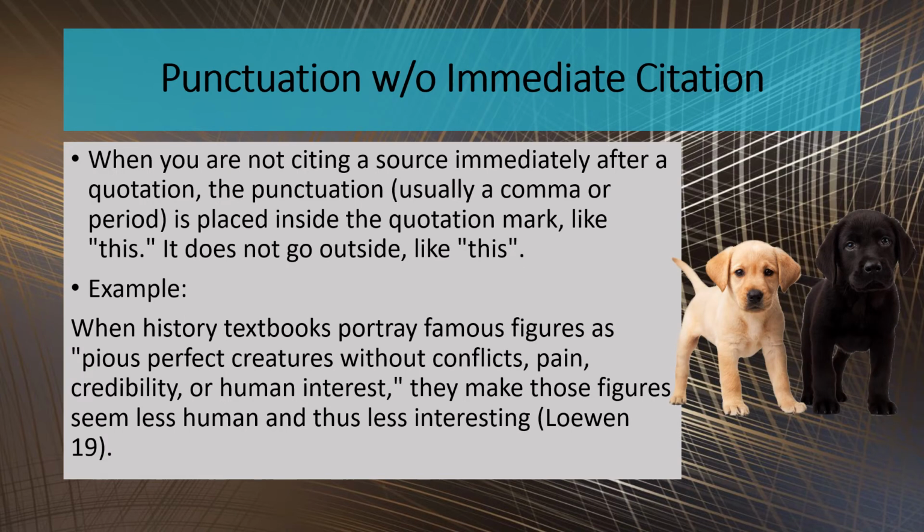Punctuation without immediate citation. If you're going to have a quote in the middle of a sentence, you are not going to cite it until the end of that sentence. In turn, when you are not citing a source immediately after a quotation, the punctuation, usually a comma or a period, is placed inside the quotation mark, like this. It does not go outside, like this. Example: when history textbooks portray famous figures as "pious, perfect creatures without conflicts, pain, credibility, or human interest," they make those figures seem less human and thus less interesting.